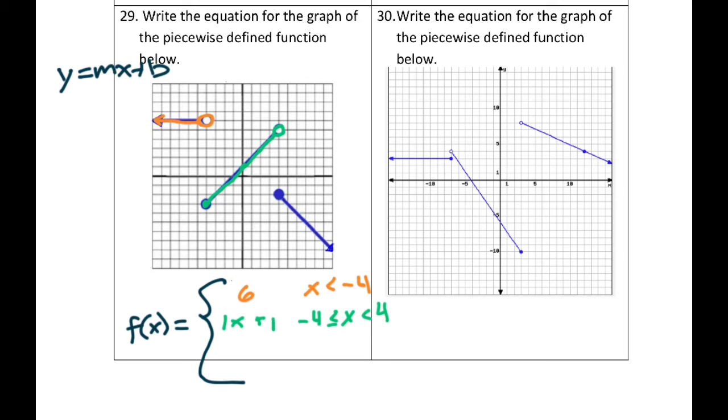And now let's look at our last piece. So here it's a line. To be able to get my y-intercept, I'm going to just extend this line to where it would cross. So if I extend this line, this is a y-intercept of +2.